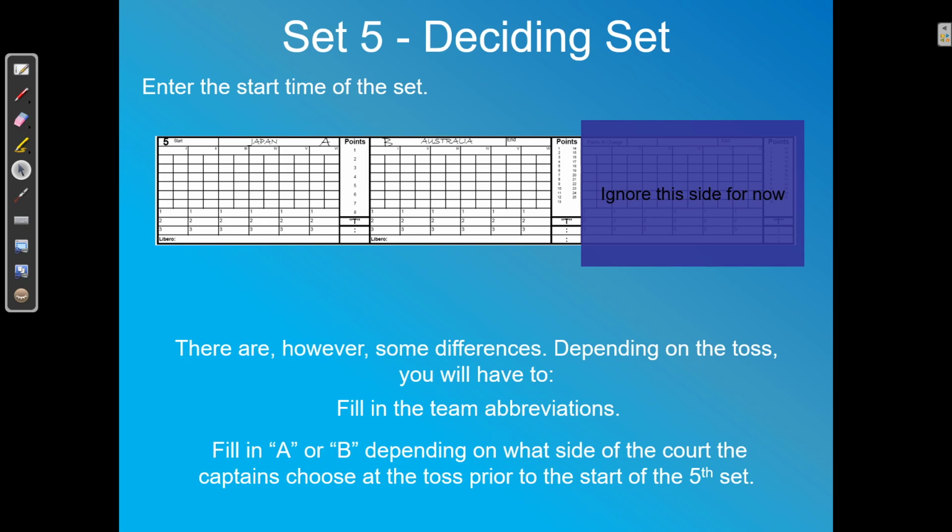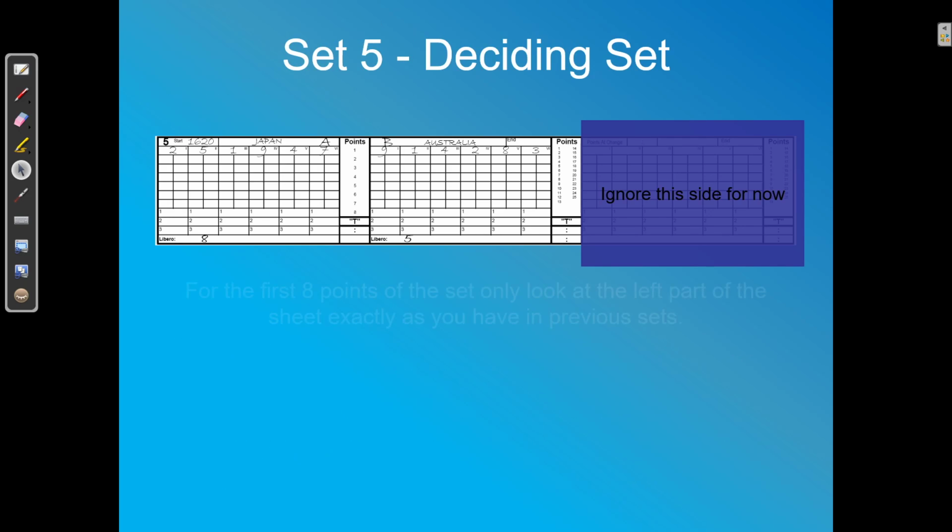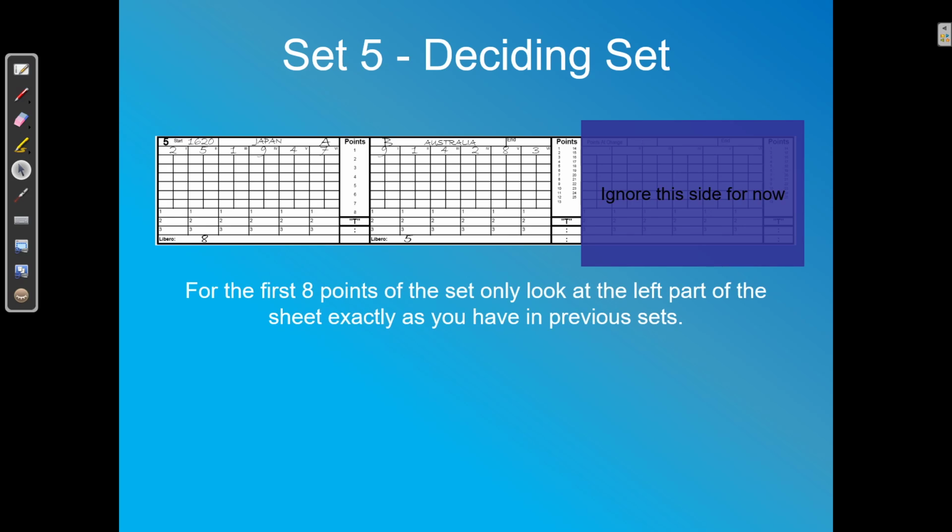So, same thing, enter the start time of the set. Get your rotation slips. For the first 8 points of the set, only look at the left part of the sheet exactly as you have in the previous sets. So it's not marked here, but Australia's not serving. So position 1, they're not going to have any service. They're not going to receive any points on their first service round.